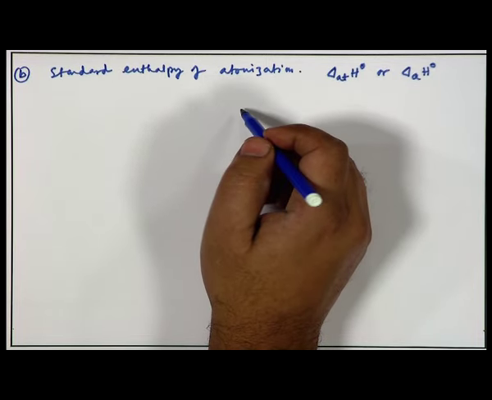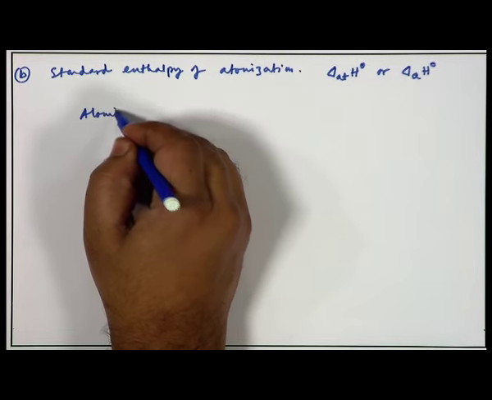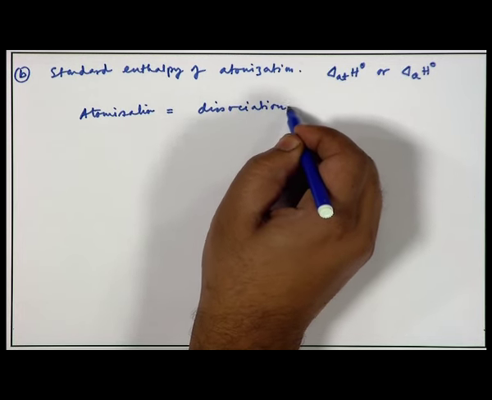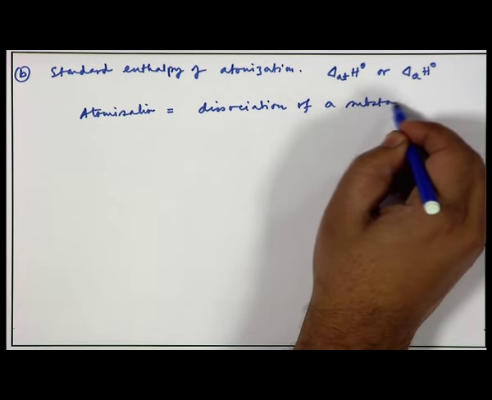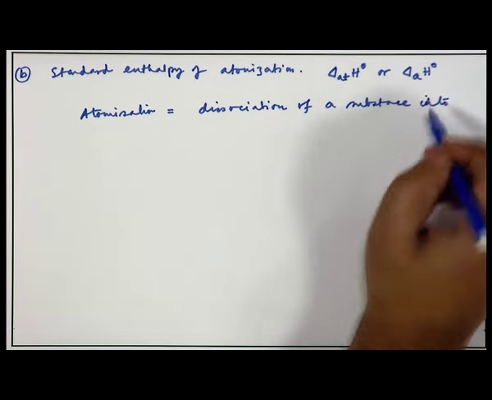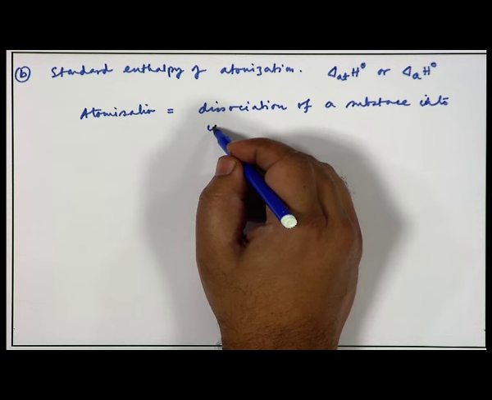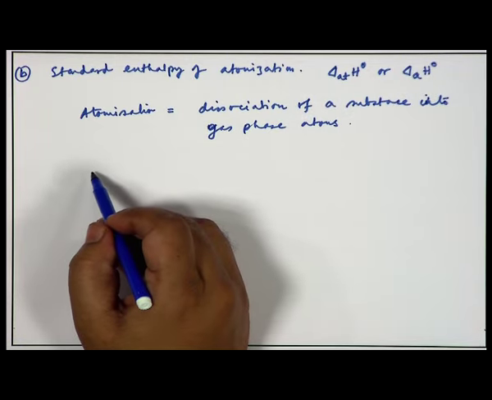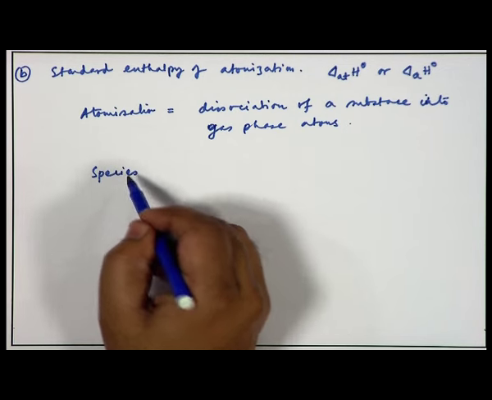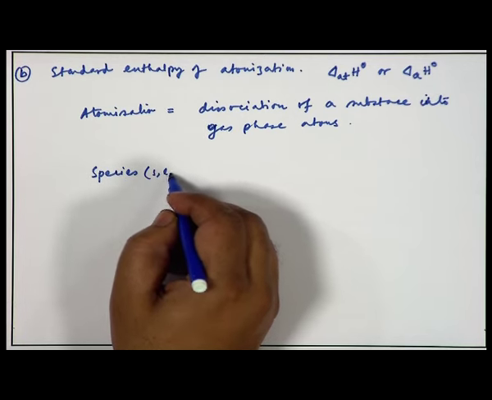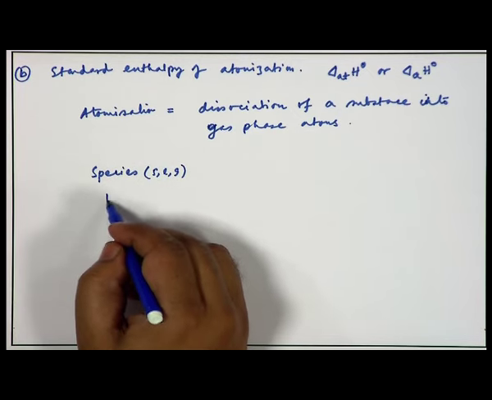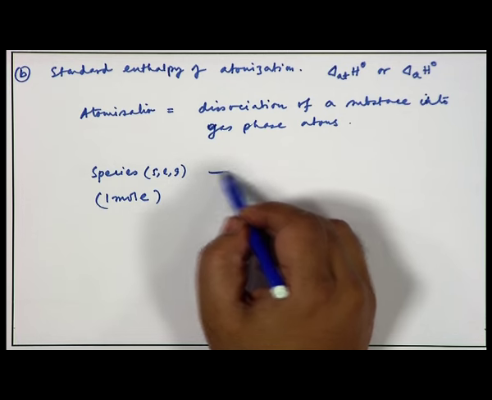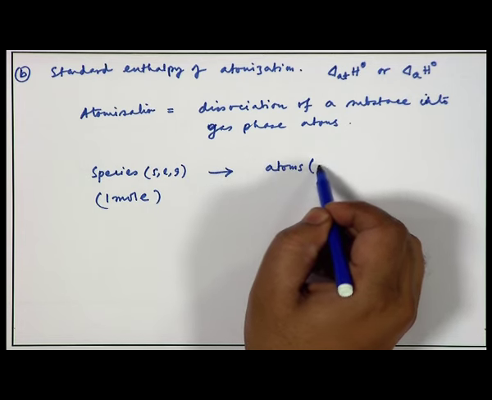Atomization is a process where it is a dissociation of a substance. So, atomization is equal to dissociation of a substance into gas phase atoms. If I want to write it in terms of an equation, any species, solid, liquid, gas, whatever may be its physical form, 1 mole in its standard state at a particular temperature goes to the corresponding atoms in gas phase.